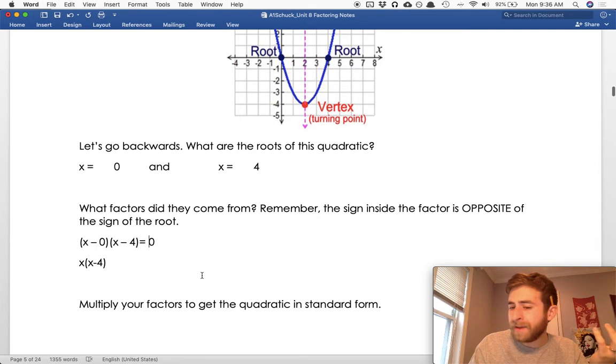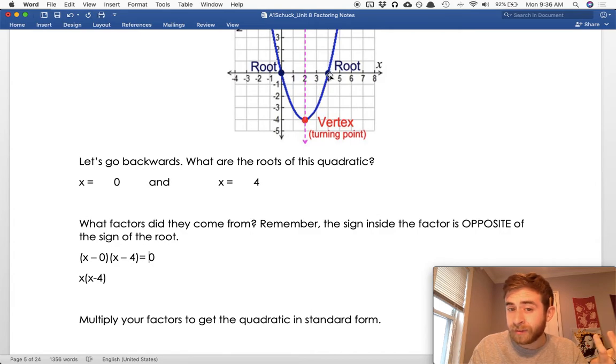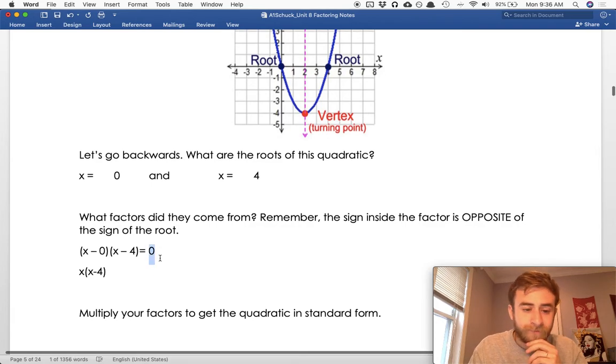And the reason, by the way, why these are always equal to 0 is because when I'm hitting the x-axis, my y value is 0, right? That's where this equals 0 comes from. When the y value is 0, these are my x's, right? This is the point (4, 0). This is the point (0, 0). The y in both of those is 0. That's why I keep setting it equal to 0 over there.